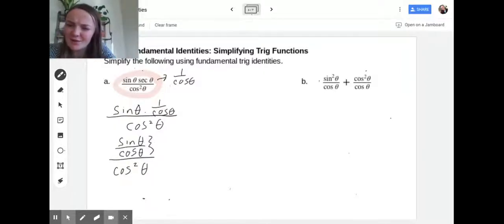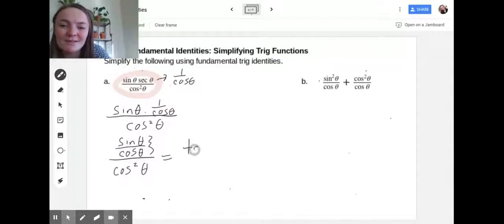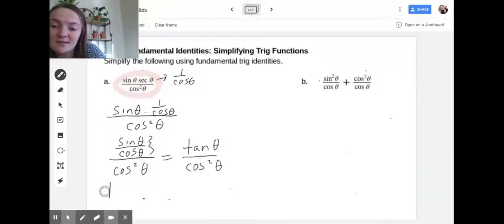Sine theta divided by cosine theta, that really rings a bell. Isn't that tangent? I have no one to answer that question, but the answer is yes, that is tangent. So this is going to be tangent of theta divided by cosine squared theta. If I want to rewrite this again, this is the same thing as me saying tangent of theta times 1 over cosine squared theta.